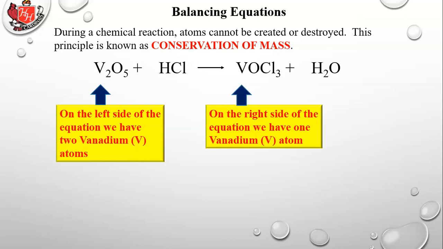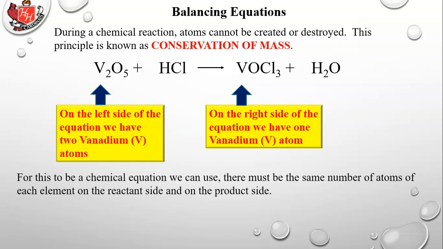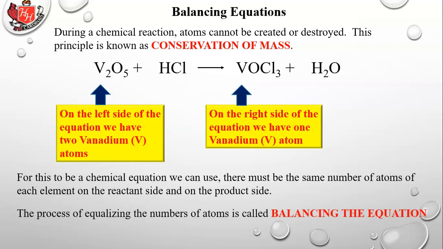So in order for this to be a usable chemical reaction, we have to have the same number of vanadium on the left as on the right, the same number of oxygen on the left as on the right, the same number of hydrogen atoms on the left as on the right, and the same number of chlorine atoms on the left as on the right. For this to be a chemical equation we can use, there must be the same number of atoms of each element on the reactant side and on the product side. The process of equalizing the numbers of atoms is called balancing the equation.